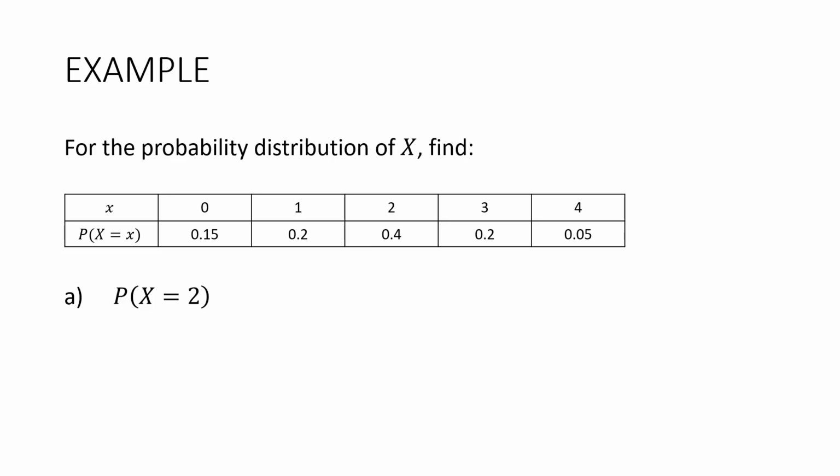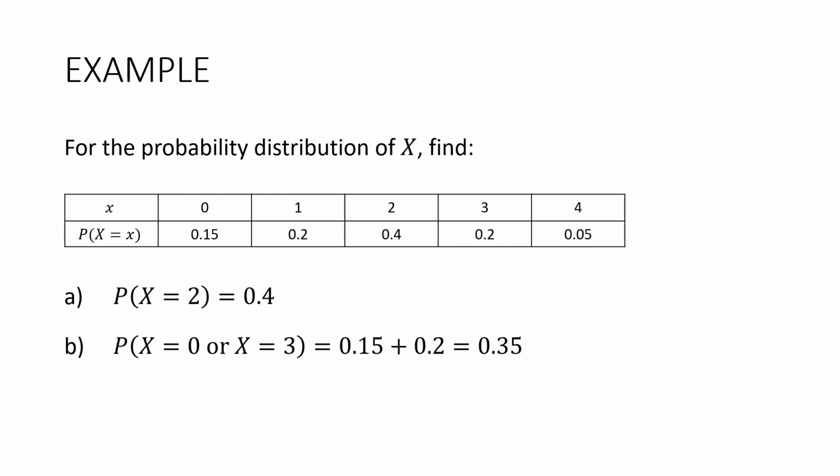Here's an example. For the probability distribution of X, find the probability that X is equal to 2. Well, it's really simple, it's 0.4. What's the probability that X is either equal to 0 or 3? So it's going to be 0.15 plus 0.2. What's the probability that X is not equal to 3? Well, it's going to be 1 take away 0.2.